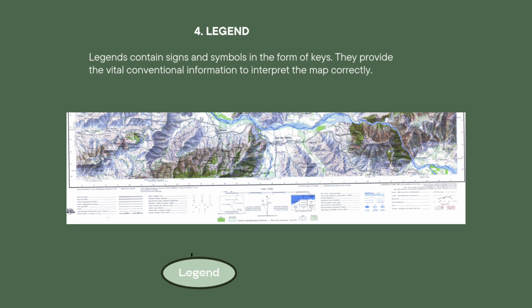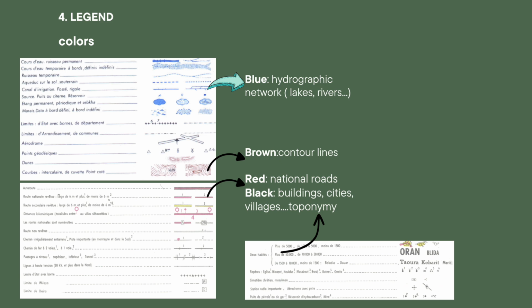The legend provides the conventional information to interpret the map correctly. For the colors, we have green colored areas containing vegetation and forests, woodlands, and grassland. Blue for hydraulic networks, for example, dry and wet streams like rivers. Yellow for sand dunes, regional roads. Red for national roads. Black for buildings, cities, villages, and toponymy, which means the name of places. Brown for contour lines or level curves.